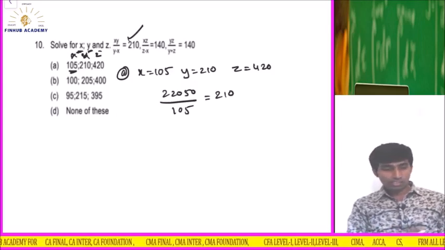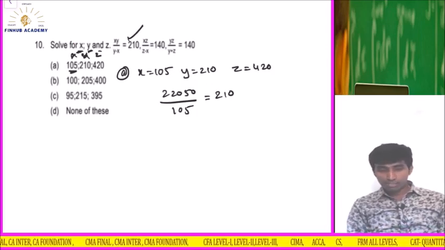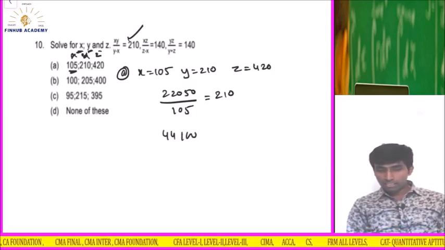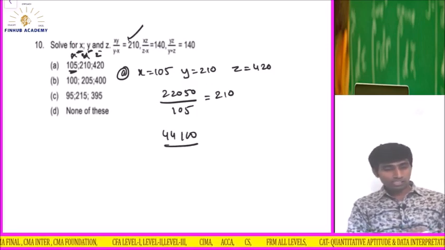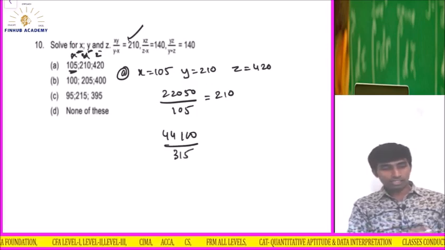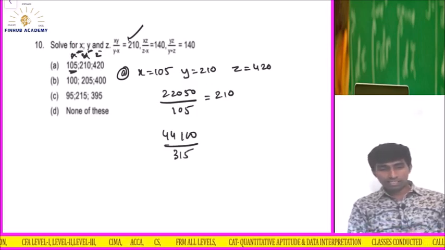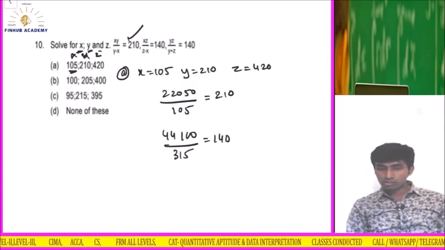XZ means what? 105 multiplied by 420 is equals to, I'm getting 44,100 upon Z minus X, that is 420 minus 105. Answer is 315. So 44,100 divided by 315. So answer is what? 140. Okay, this is also satisfied.